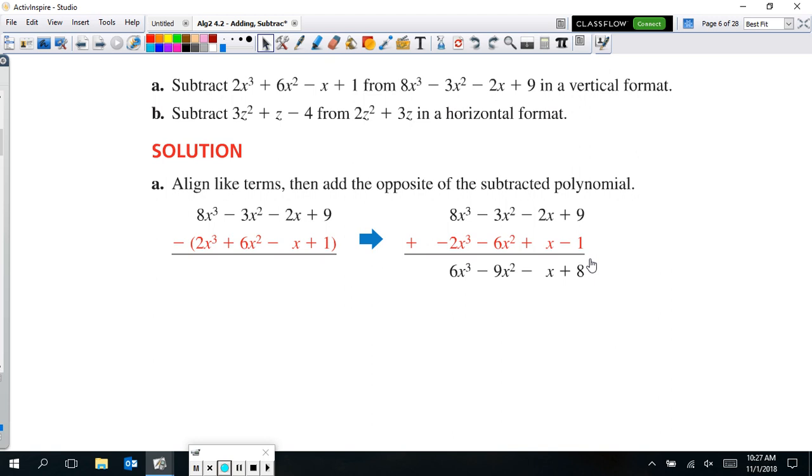So when you're adding or subtracting polynomials, eventually you do just combine like terms. Adding, you just combine like terms the way they are, but subtracting, you have to change the second one, the one that comes second, by distributing the negative in there, changing all the signs, and then combining like terms. It's that easy.